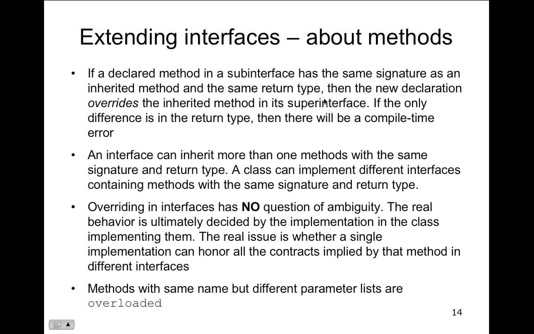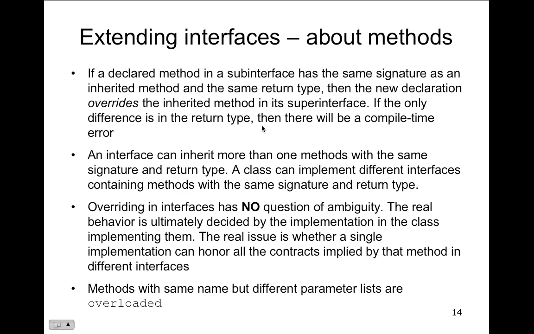If you declare a method in a sub-interface that has the same signature, which means it takes the same number of parameters and follows the same format as an inherited method, and the same return type, then the new declaration overrides. Same thing we have with constructors when we start overriding them. If it's the same signature, it's going to override the inherited method in its super interface. So in terms of interface inheritance, it works the same.